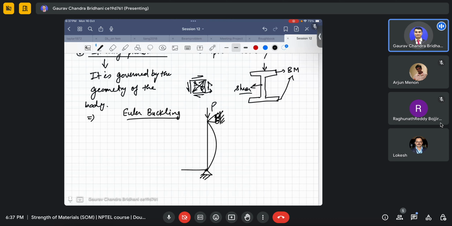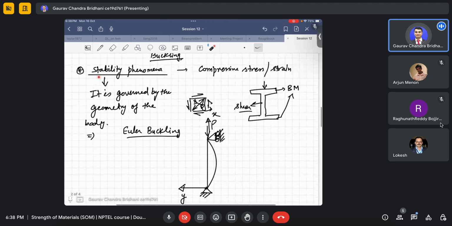Suppose this is the y axis and this is your x axis. This is also bending, but happening in a lateral direction. There is a fine line between buckling and bending. It has been a very favorite question in many interviews: what is the difference between buckling and bending? One difference, as I told you, is that buckling is a stability phenomenon. It's not about applying a load; it is like something unexpected happening. Bending is what we are expecting.